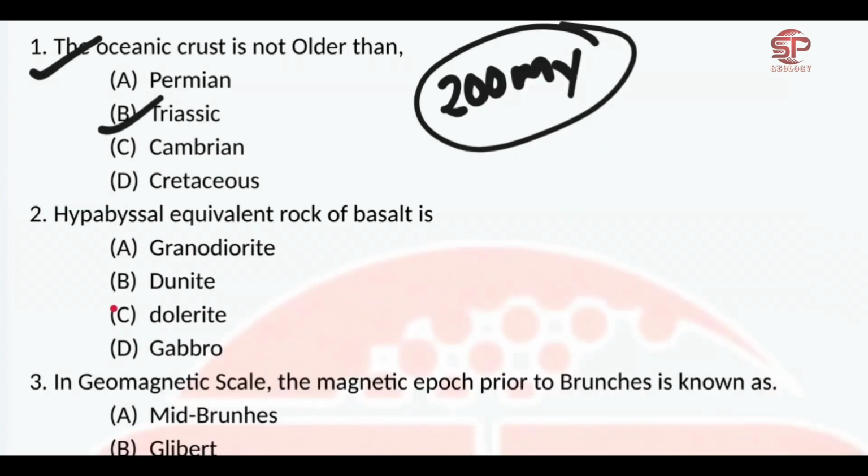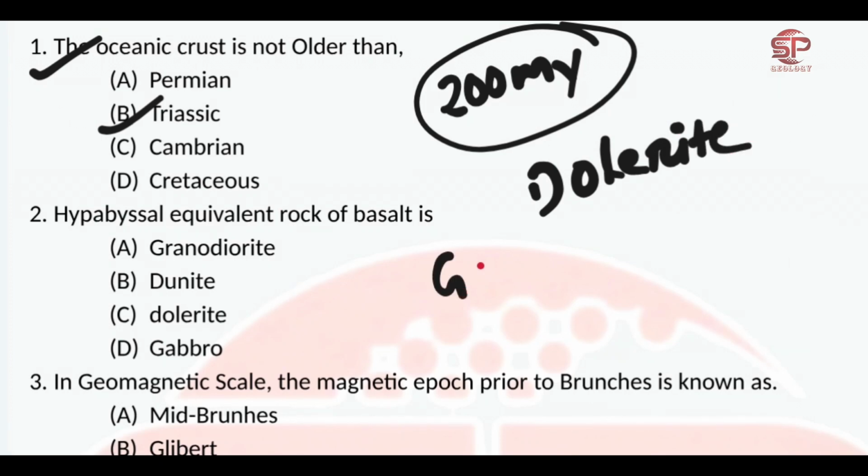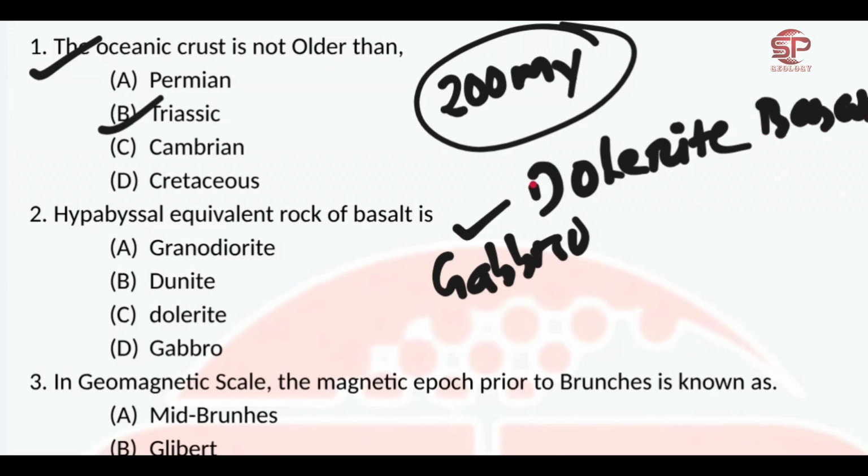The hypabyssal equivalent of the rock basalt. Basalt is a volcanic rock. Its hypabyssal equivalent is dolerite. So it is like gabbro, dolerite and basalt. Gabbro is the plutonic equivalent, dolerite the hypabyssal equivalent, then basalt. So the answer will be dolerite.